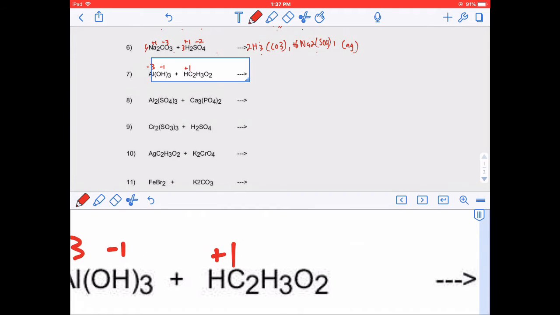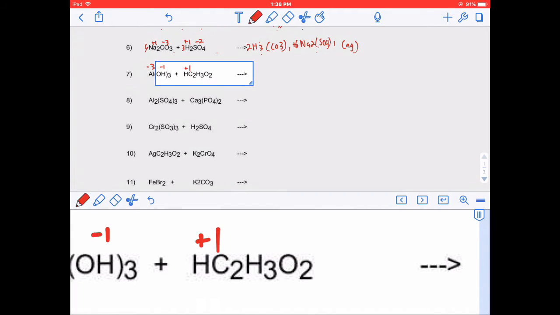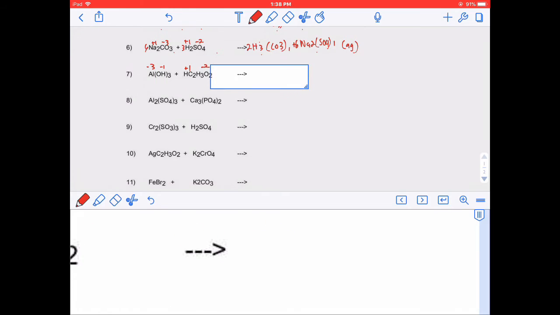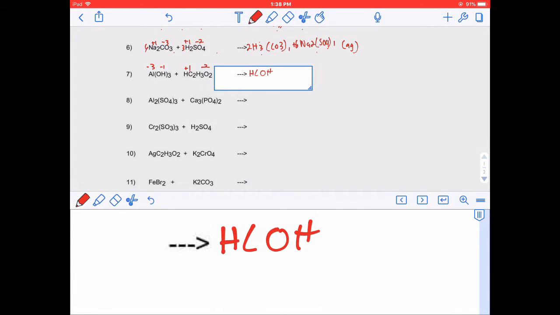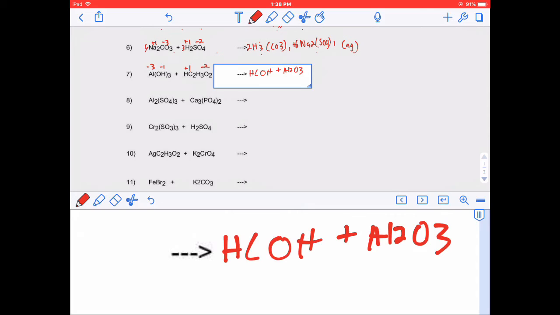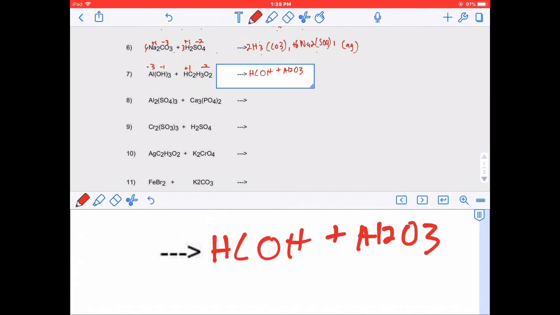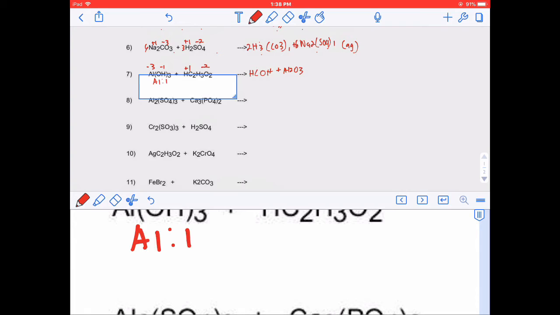Alright, so for this one now, the Al has a -3 charge, the OH has a -1 charge, the HC has a +1 charge, and the H3O2 has a +2 charge. So the two middle ones do cancel out, but the two outer ones don't. I just switch the charges, right? And none of them are aqueous or insoluble, so I just leave it like that.